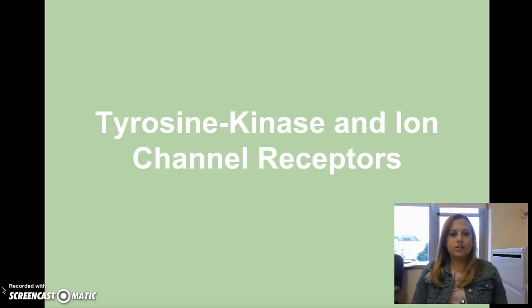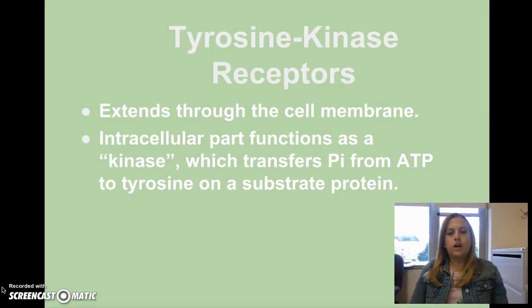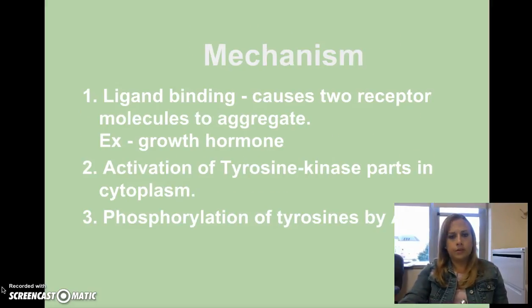Hey everybody, today we're going to talk about the tyrosine kinase and the ion channel receptors. So tyrosine kinase receptors are receptors that extend through the cell membrane, and the intracellular part functions as a kinase, which transfers an inorganic phosphate group from ATP to a tyrosine on a substrate protein. That's a mouthful, so we're going to take a look at it in a second to better explain it. The mechanism, though, is ligand binding like last time.